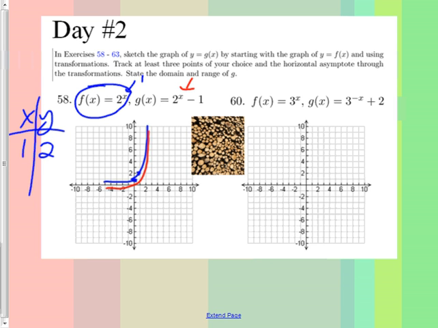Okay, your assignment is to do problem 60, which is very similar to the one we just did. It's just got a little bit bigger base, so therefore it's not going to look exactly the same. It's going to make a little bit tighter turn. And then it does have this in it.